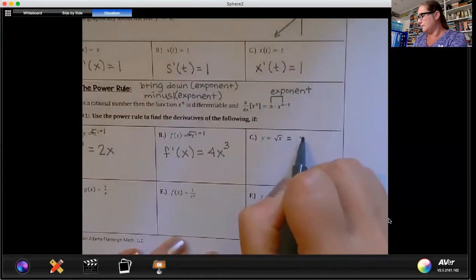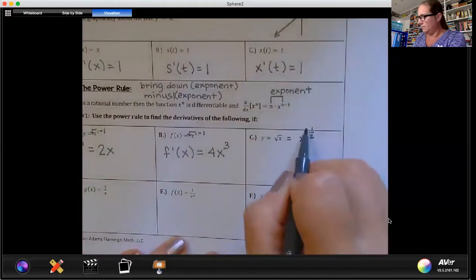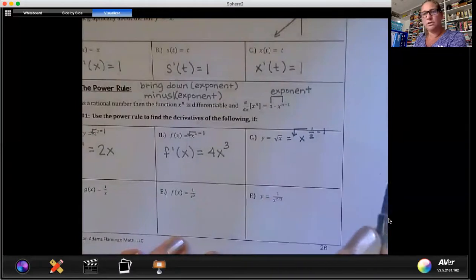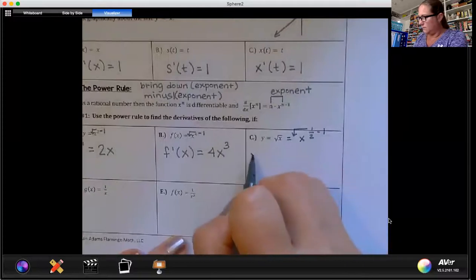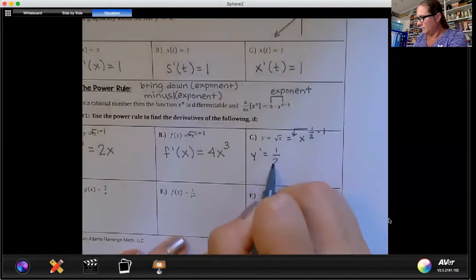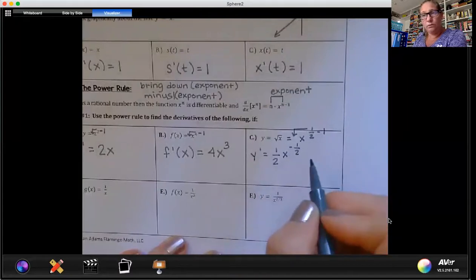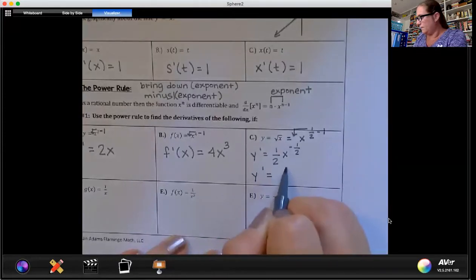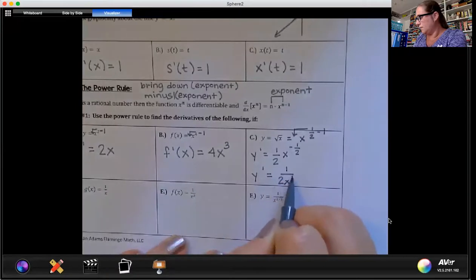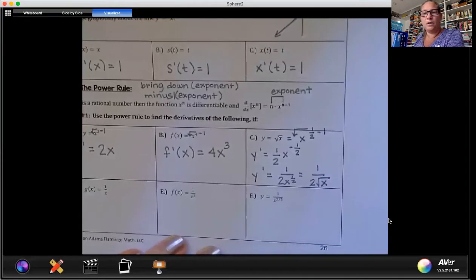Sometimes you have to rewrite the function, square root of x, as x to the 1/2 power, before you bring down minus 1. Do not leave negative exponents in your answer. So y prime, bring down minus 1. 1/2 minus 1 is negative 1/2. Rule of negative exponents, move it opposite, change the sign. Y prime is 1 over 2x to the 1/2 power, which is 1 over 2 square root of x. No negative exponents.